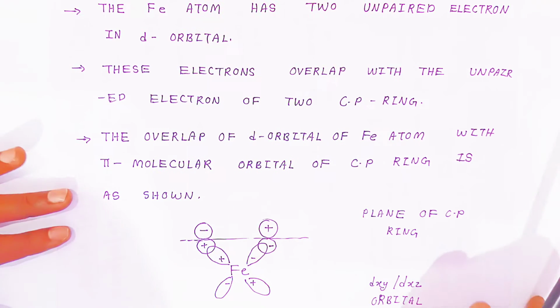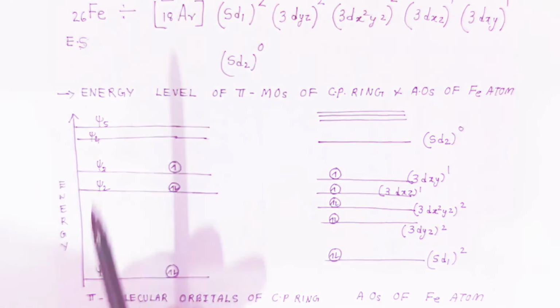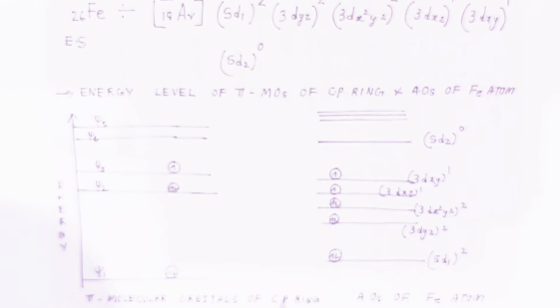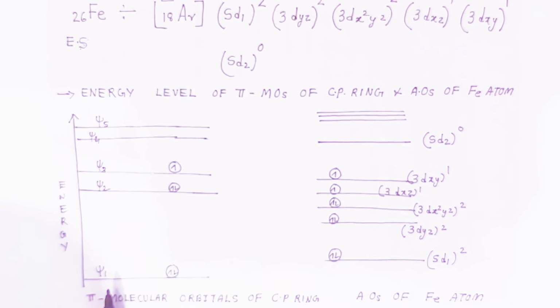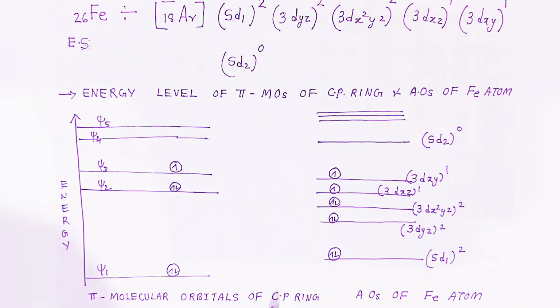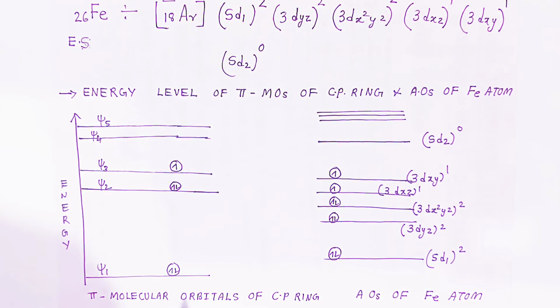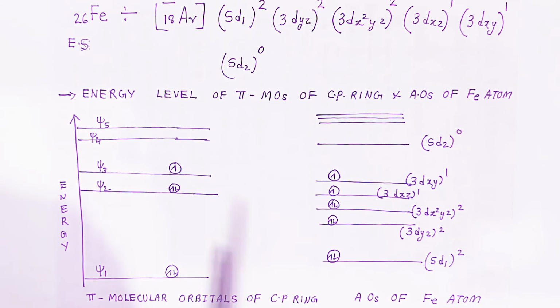Understanding, students? Now we are going to see the energy level diagram of the iron. This is the energy level diagram of iron, and these are the pi molecular orbitals of the cyclopentadienyl ring. So this way you can represent the pi molecular orbitals of the cyclopentadienyl ring. This is the psi 1 of the cyclopentadienyl ring, and this is psi 2 and psi 3. So here it has two electrons. This is the electronic distribution in the pi molecular orbitals of the cyclopentadienyl ring, and here is the electronic configuration of the atomic orbitals of the iron atom.